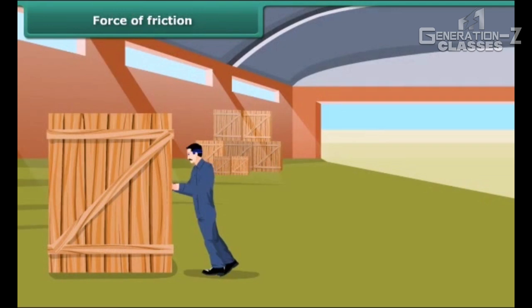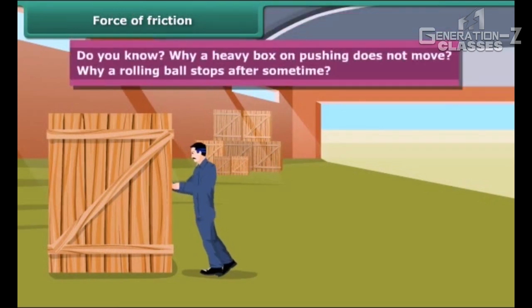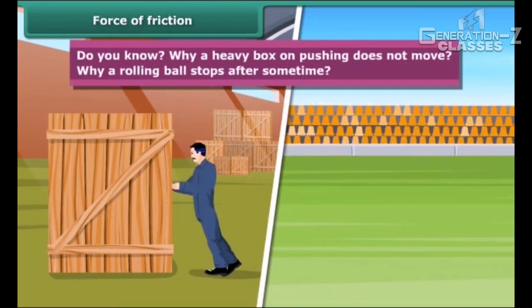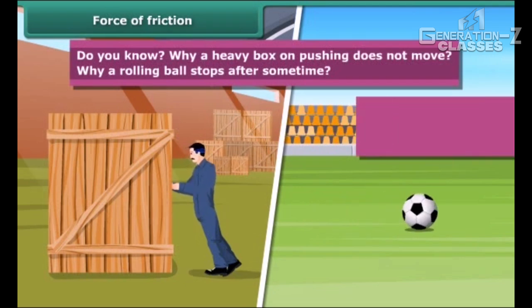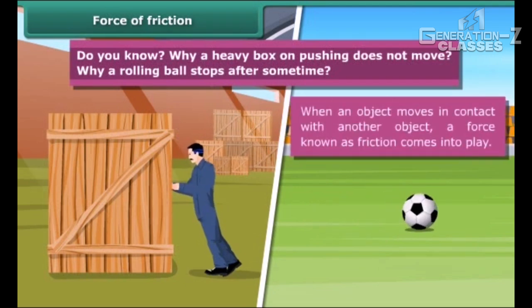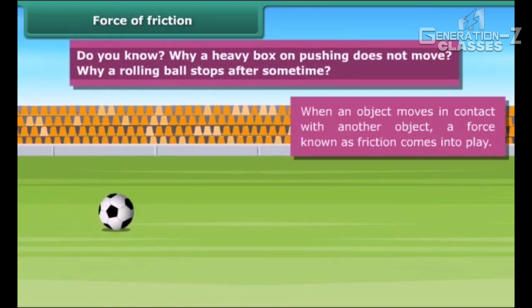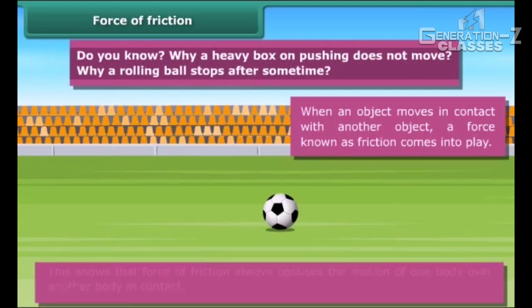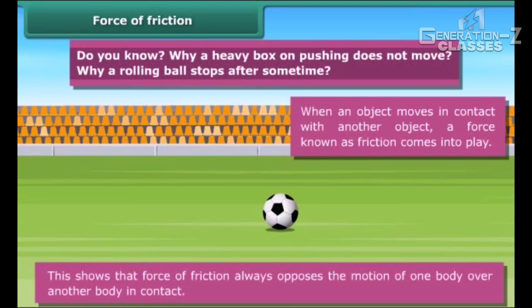Force of friction. Do you know why a heavy box on pushing does not move? Why a rolling ball stops after some time? When an object moves in contact with another object, a force known as friction comes into play. Note that the force of friction always acts on all objects and its direction is always opposite to the direction of motion. The moving object in the animation gradually slows down and ultimately stops due to the force of friction. This shows that the force of friction always opposes the motion of one body over another body in contact.